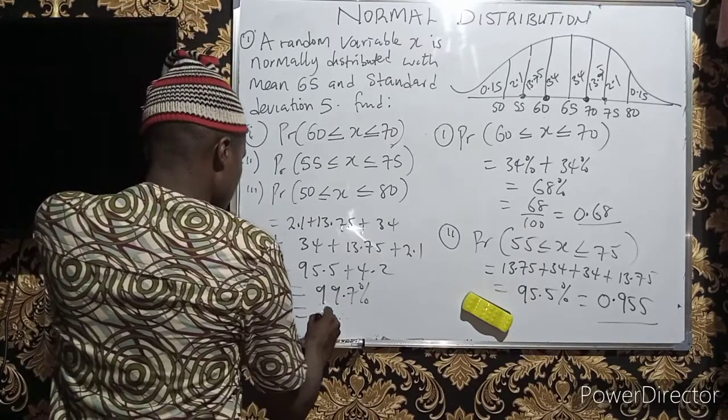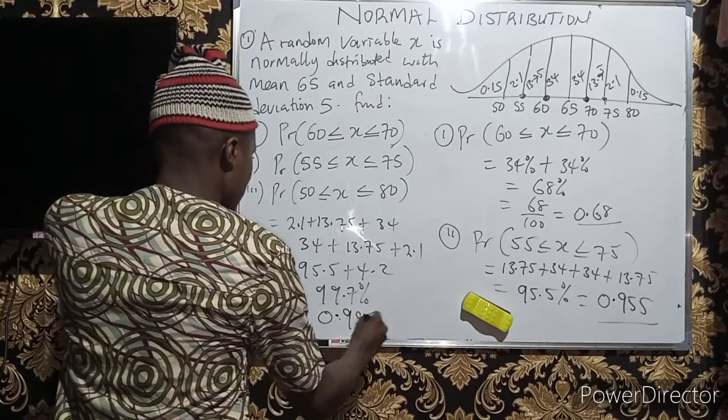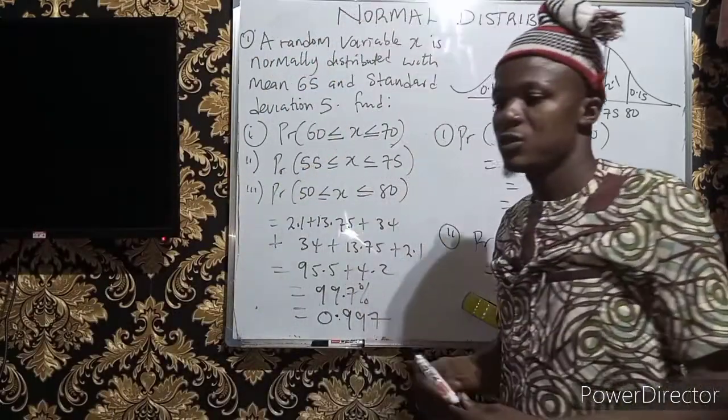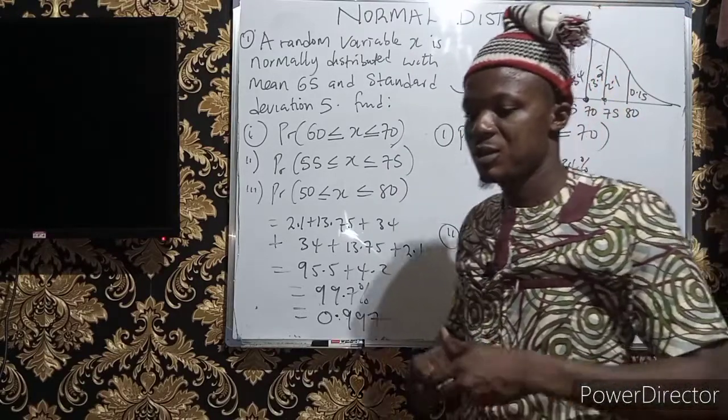This will give us actually 0.997. Okay, so that is just the solution to this particular question here. So let's take one more question for proper mastery.